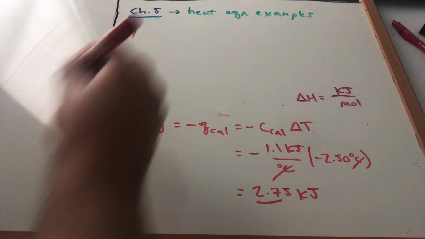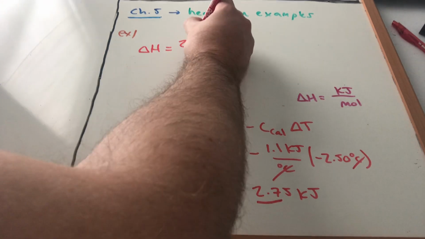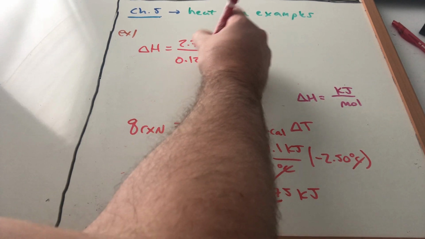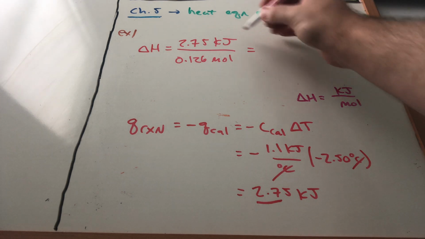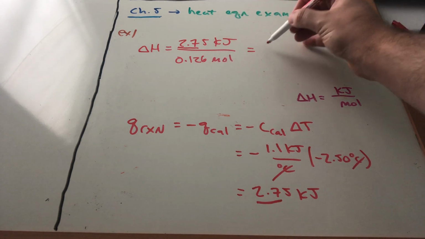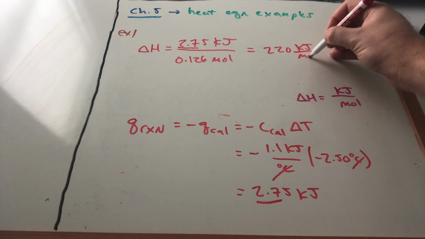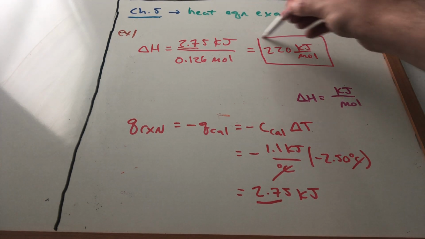Let's take our kilojoules of energy that we've calculated, 2.75 kilojoules, and then divide by the 0.126 moles of compound. And that's what we're always going to use as a delta H. We'll look for energy and divide by moles. And so when we do this and round to the correct number of significant figures, because there are only two significant figures, what I get is 220 kilojoules per mole. As always, please check my work.